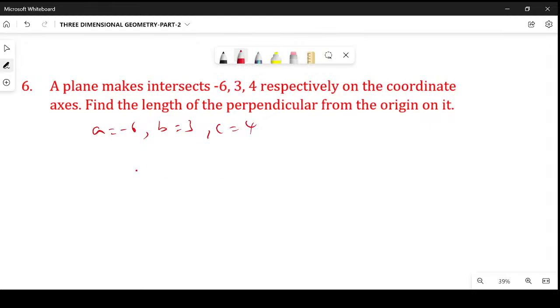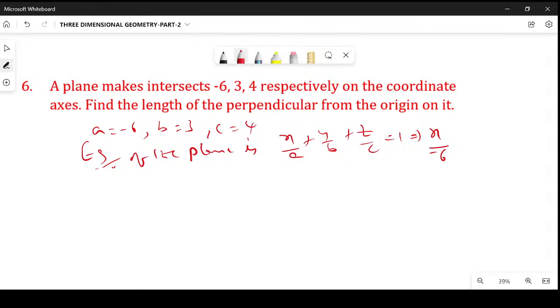Then I get the equation of the plane. The equation of the plane is x by a plus y by b plus z by c equal to 1. So I can write x by minus 6 plus y by 3 plus z by 4 equal to 1. It gives the plane equation, right? I can take the LCM and simplify. See this one, if I take the LCM, I can simplify, and I will get the answer now.